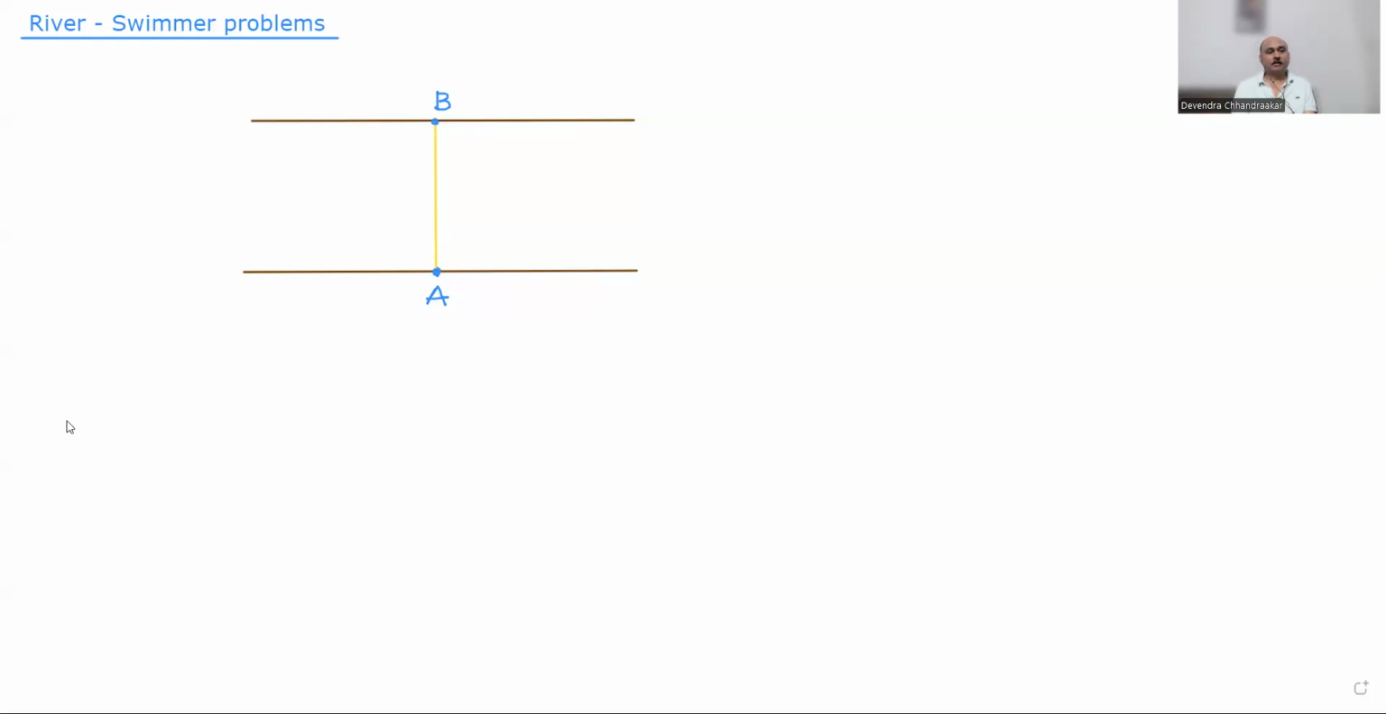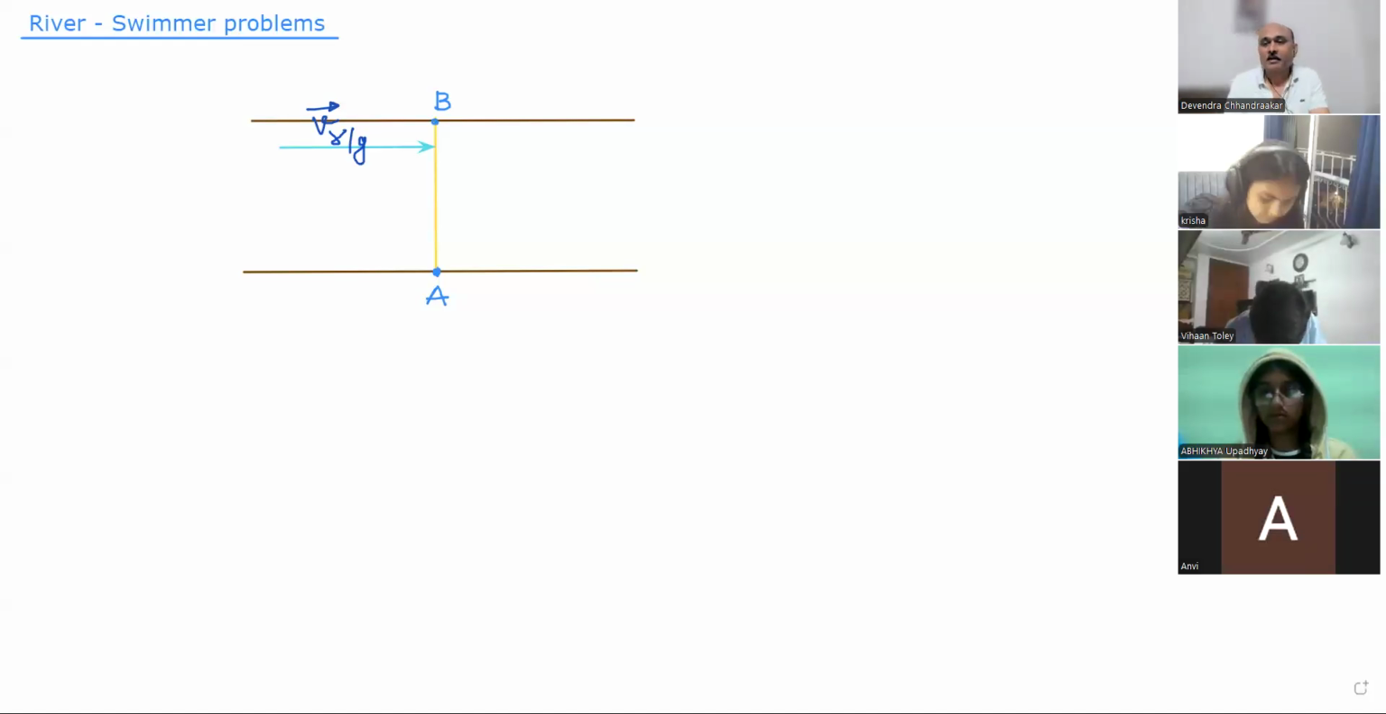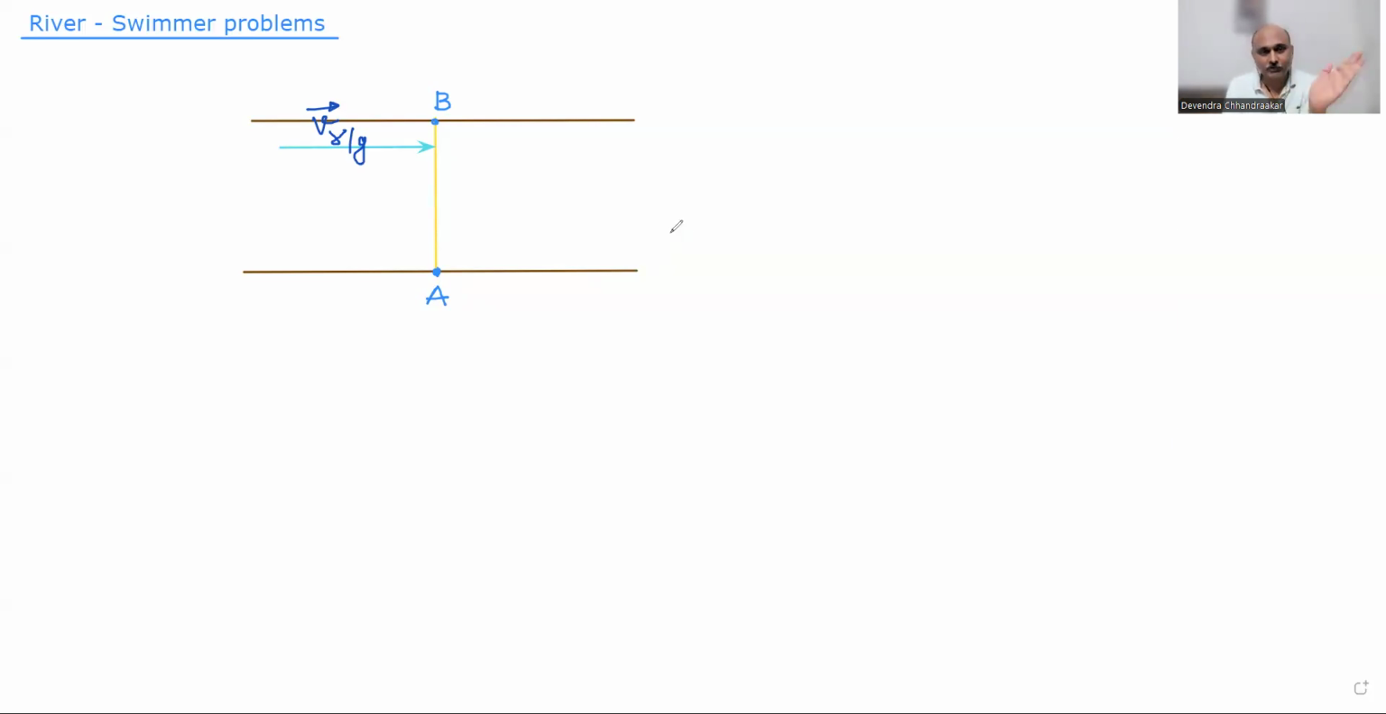The river is flowing from left to right. So this is representing velocity of river with respect to ground. My question to all of you is, in which direction should the man swim? Towards the left of AB or towards the right of line AB to reach point B?